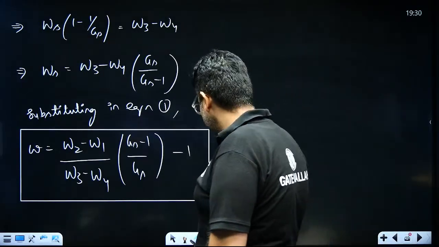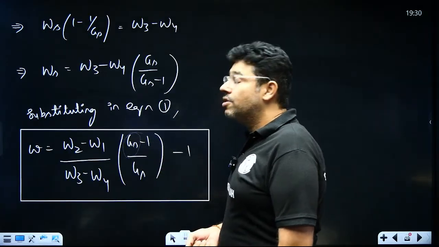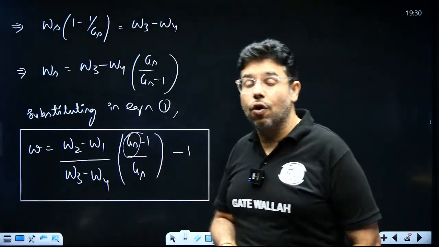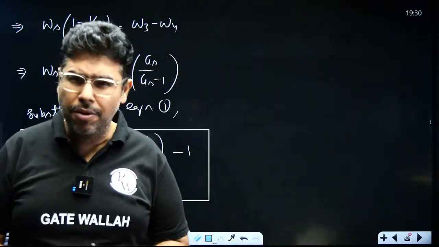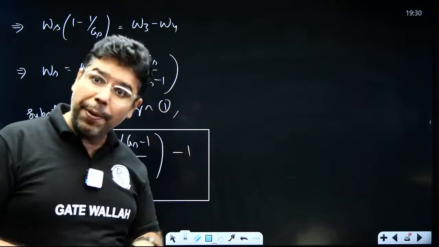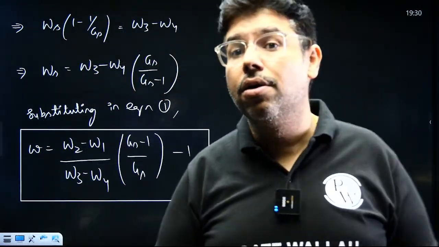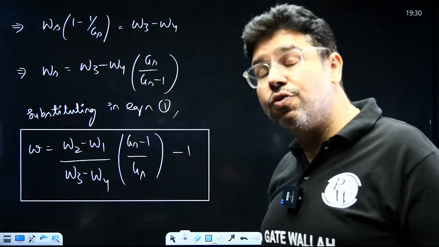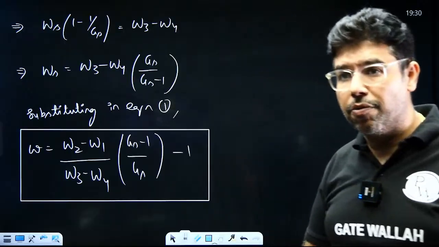Now see here, I have introduced an unknown, that is Gs. Unless you know the Gs of the soil, you won't be able to determine the water content using the pycnometer method. So we will use the pycnometer only to determine the Gs of the soil. Let's see how to determine the Gs using the pycnometer method. Unless you determine this Gs, you won't be able to determine water content.